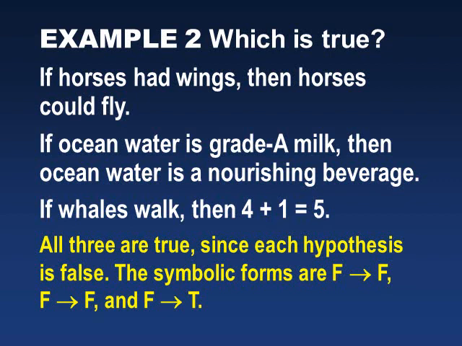The symbolic forms are if false, then false, because look, if horses had wings, well, they don't. That is false. Then horses could fly. Well, obviously, horses can't fly. So, if false, then false. Ocean water is not milk. That's false. Then ocean water is a nourishing beverage. Okay, ocean water is not a nourishing beverage. That's false. And then if whales could walk, false. Then, oh, that's true. Okay. So, if false, then true, right?